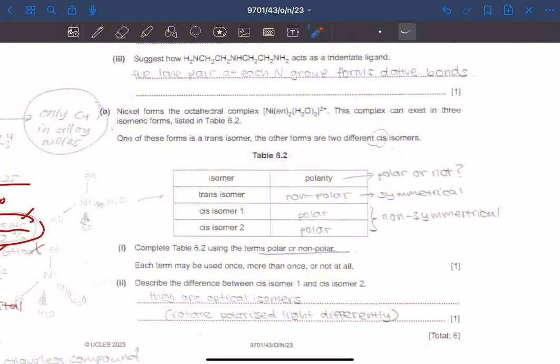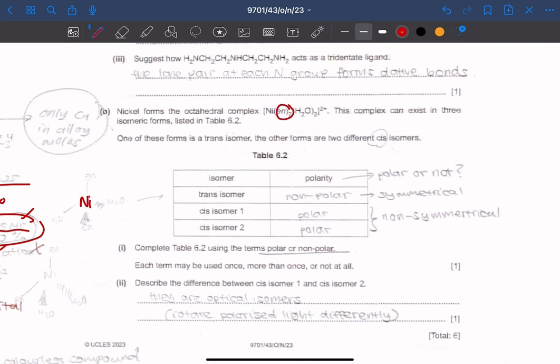Next, B. Nickel forms the octahedral complex [Ni(NH2CH2CH2NH2)2(H2O)2]2+. This complex can exist in 3 isomeric forms listed in table 6.2. One of these forms is a trans isomer. The other forms are 2 different cis isomers. So from here, we should complete table 6.2 using the terms polar or nonpolar. Each term may be used once, more than once, or not at all.